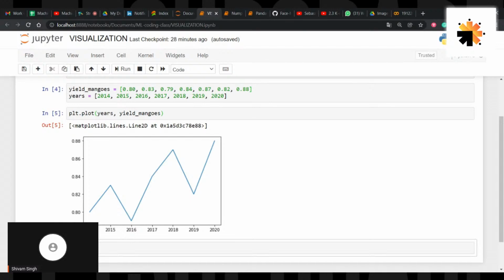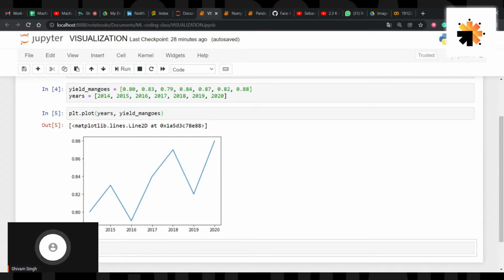the yield of mangoes is up and down. One year it goes up, then the alternate year it goes down, then again it goes up, then again it goes down. Maybe for two consecutive years it goes up, then it goes down. This is the scenario I am getting over here, the information I am getting with this graph.